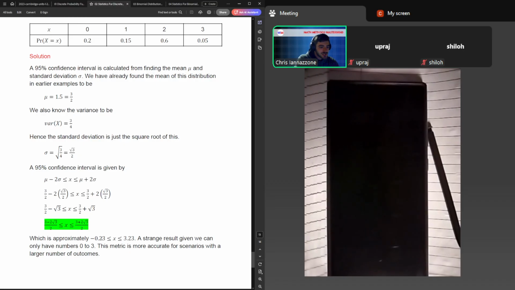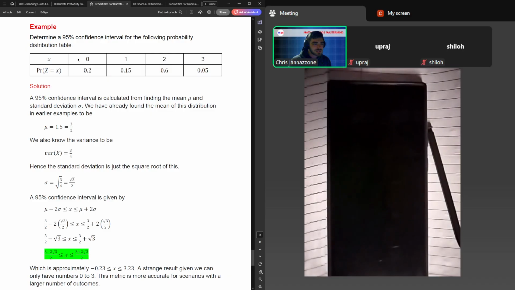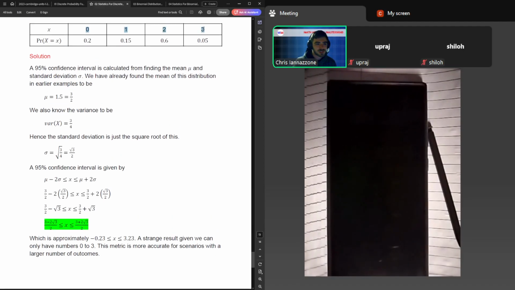Now, the reason this is a weird result is because it told us that we're 95% confident that our little x result, or capital X result, I should say, it's always a bit weird to say between little x and capital X. Little x is the possible value of capital X, so usually you refer to the variable as capital. But basically it means that x could be anywhere between negative 0.23 and 3.23, and we're 95% confident that it'll fall between those values. Now obviously that's pretty nonsensical.